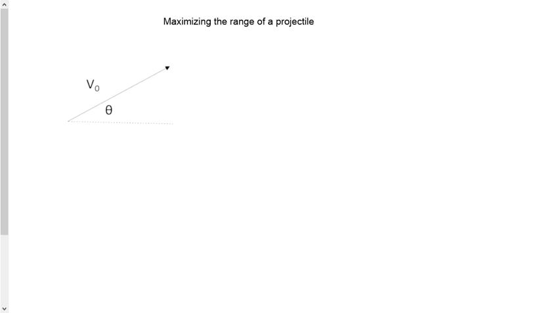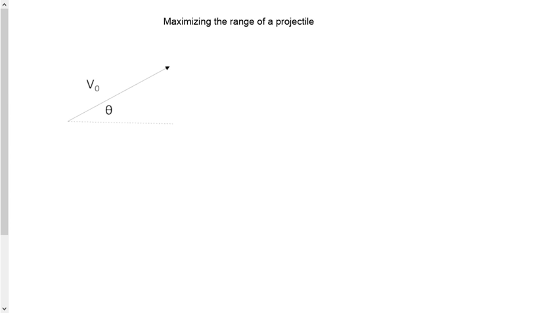We're going to maximize the range of a projectile. So what that means is we're going to launch a projectile and we want to get the greatest distance that it actually goes. Well, first let's find what equation is useful for the range of a projectile.